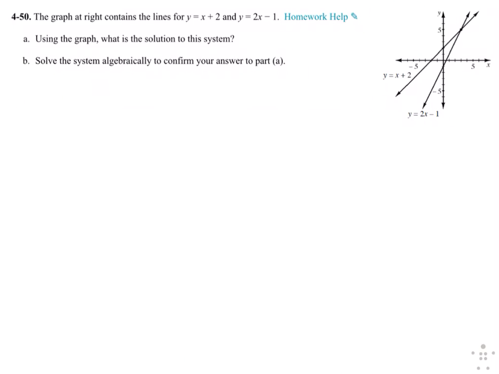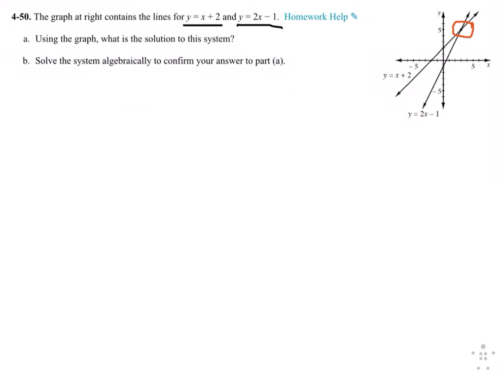Okay, for 50, they give us these two equations, y equals x plus 2 and y equals 2x minus 1, and they graph them. So A says, using the graph, what's the solution? So we know that the point of intersection right there is the solution. So for A, what is that?